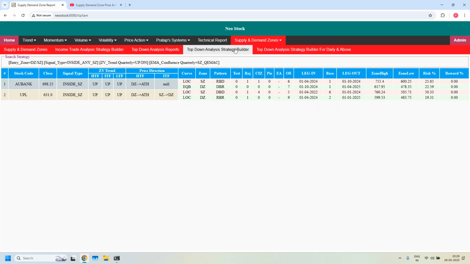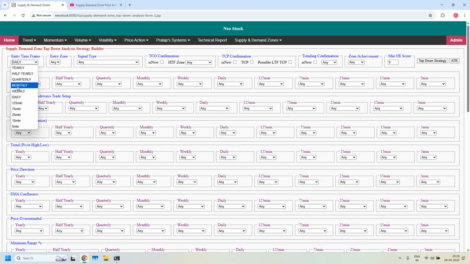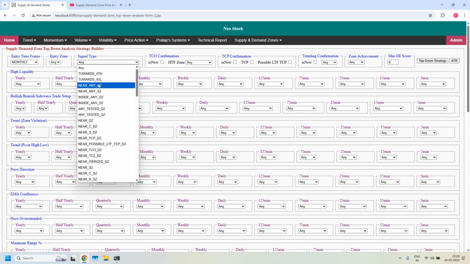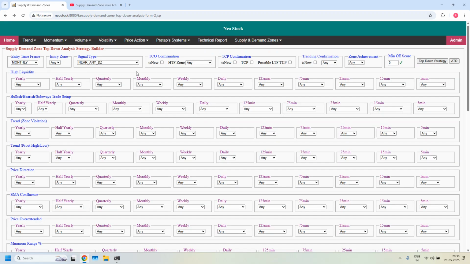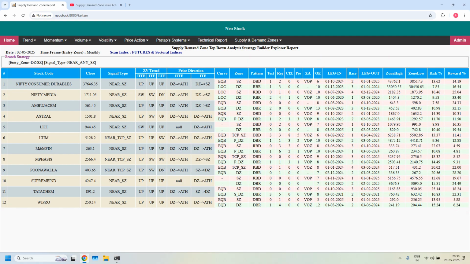Okay, next time frame is monthly. Stocks near the monthly demand zone, we got 4 stocks. Next, stocks near the monthly supply zone, we got 12 stocks.